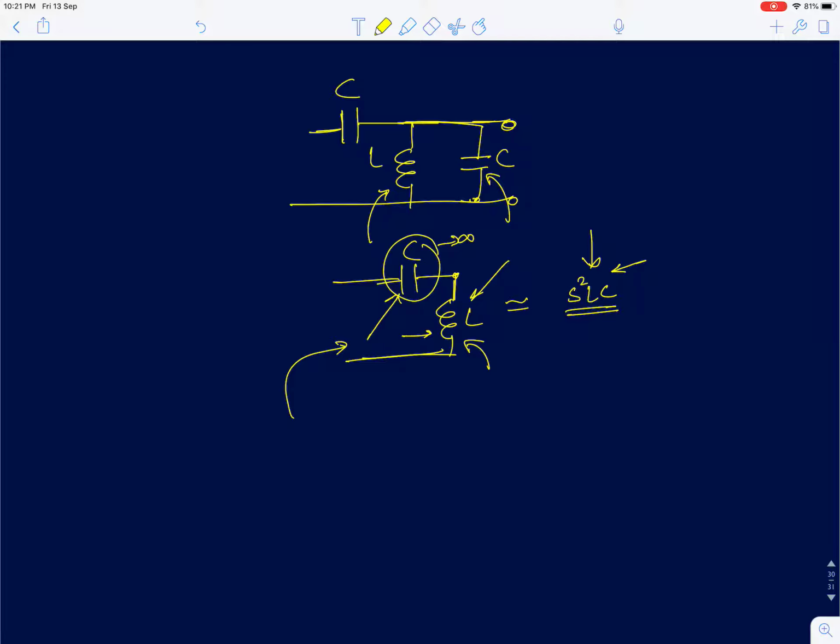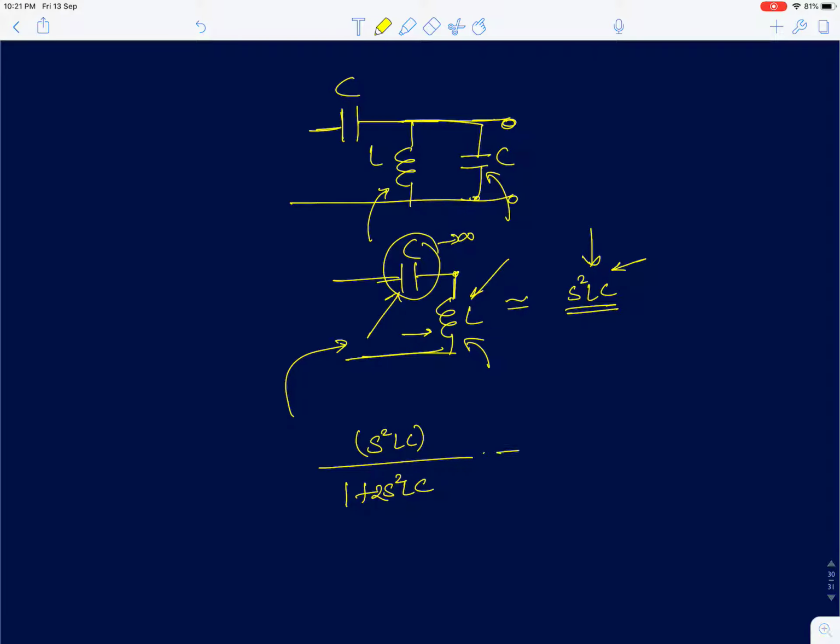There are two capacitors and one inductor, so I simply have to write it as 1 plus S square L into C equivalent. In this case it is 2C, so I'll write 2S square LC, and the numerator is going to be S square LC. If you look at this circuit, it's a high pass circuit, high pass transfer function. Look at this transfer function.